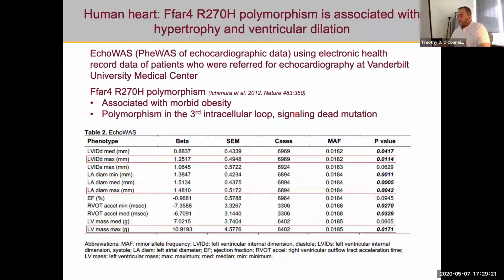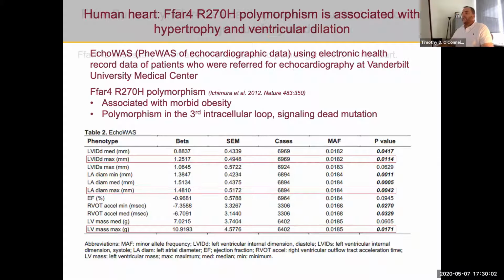So what Quinn did was look at the electronic health record data for the echocardiography. This R270H polymorphism was found with a minor allele frequency of about 1.8% in the roughly 7,000 cases that were analyzed. And what Quinn found was that there was a significant increase in LV mass, ventricular dilation, and left atrial diameter, as well as a notable trend towards a reduction in ejection fraction. So in the human heart, this R270H polymorphism appeared to be associated with hypertrophy and ventricular dilation, very much like we saw in knockout animals post-TAC, where we saw worse pathological remodeling.